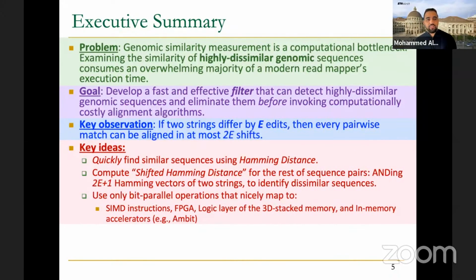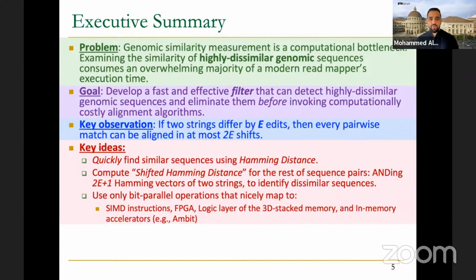If they still exceed the threshold, we cannot yet say whether they are similar or dissimilar, so we need to continue with the second step. After Hamming distance, we compute shifted Hamming distance, which is a generalized version of Hamming distance, for the rest of the sequence pairs. We AND all these 2E+1 Hamming vectors of the two strings to identify the similar sequences. If we then find that the number of differences exceeds the threshold, we can make a very good decision on whether they are similar or dissimilar. But we cannot make such a decision in the first step.